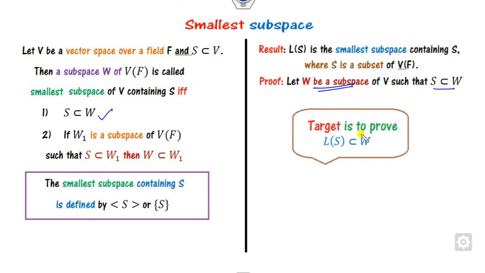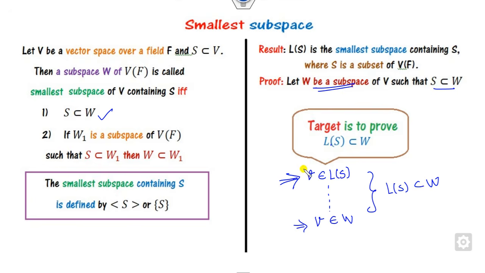Now your target is to prove here. How can you prove it in terms of sets? If I take any of the elements in the first part, then after the calculation your target is to prove it belongs to W also. What is the meaning of that? It means here, this is your target.